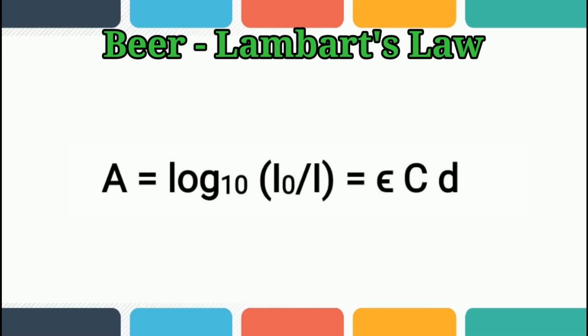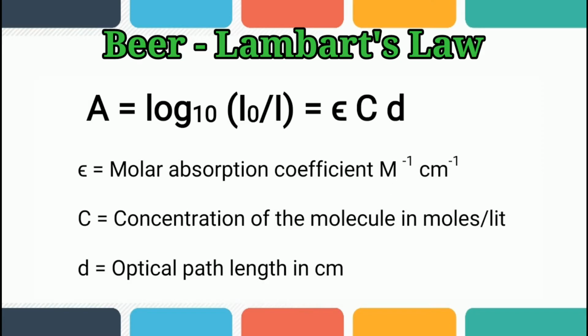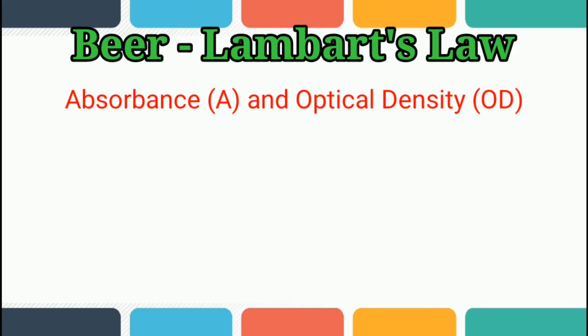The law is very simple. It is generally expressed in this way. Here, epsilon is the molar absorption coefficient or molar absorptivity, C is the concentration of the solution, and D is the optical path length. Now, what are the parameters we can measure from this law?